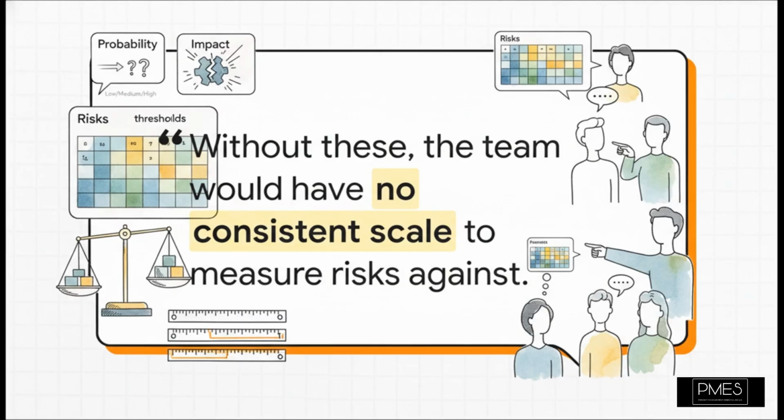I mean, really think about it. If your team doesn't have a shared understanding of the rules, the analysis will be pure chaos. And that's exactly why the risk management plan is so critical. It defines what high impact or low probability actually means for your specific project. It gives everyone a consistent scale, a common yardstick to measure all the risks against.